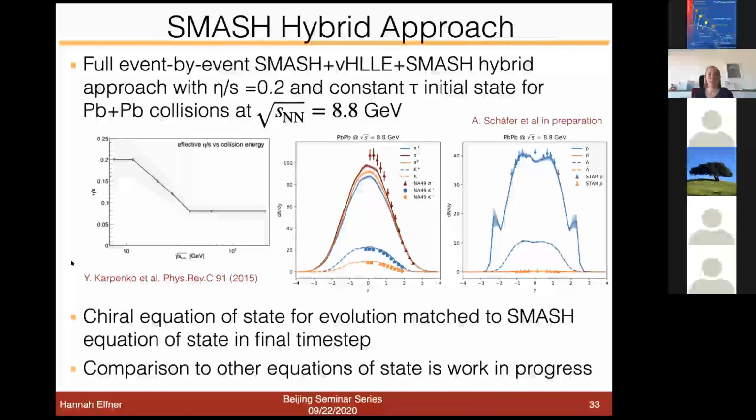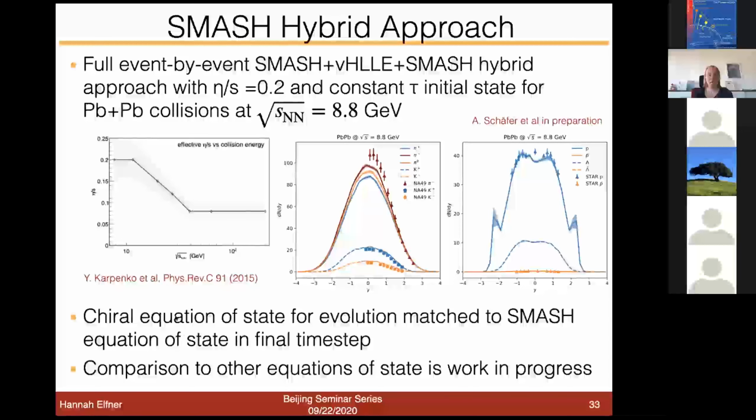This first preliminary calculation I'm showing here is for 8.8 GeV lead-lead collisions, and this is the pions compared to the data and the kaons, and on the right-hand side you see the protons. We're of course working on this at this point and trying to improve the different missing links, and also of course compare to other equations of state. At this point, we have just included this chiral equation of state that was also used in this prior work here, and matched it to the SMASH equation of state in the final time step.